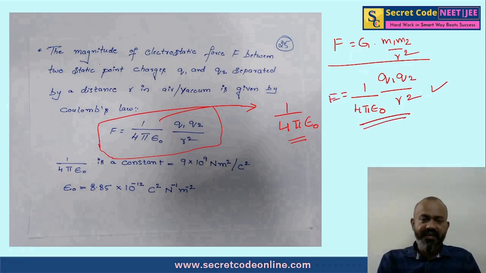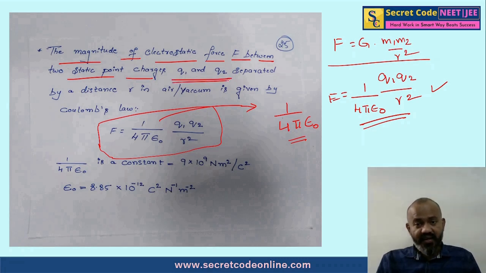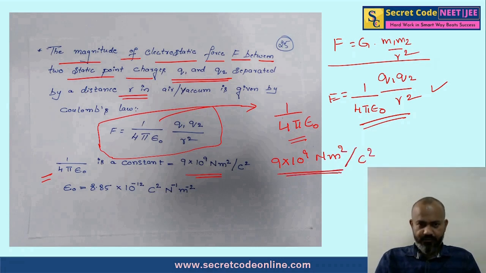This is the equation. The magnitude of the electrostatic force F between two static point charges Q1 and Q2 separated by distance r is given by this one, Coulomb's law. This is the Coulomb constant, and the value is 9 into 10 to the power of 9 Newton meter square per Coulomb square. And the epsilon naught value, you have to remember, is 8.85 into 10 to the power of minus 12 Coulomb square per Newton per meter square. This is the value of epsilon naught.